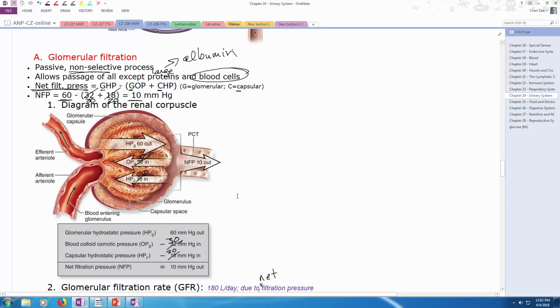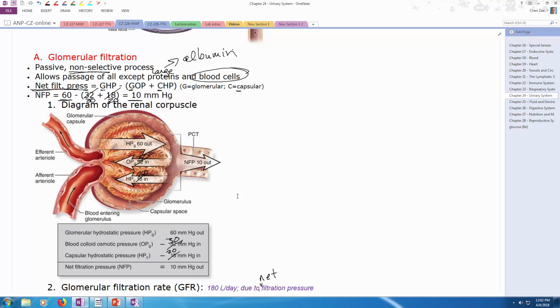Net filtration pressure is G for glomerular hydrostatic pressure. Remember, that's going to be related to blood pressure. Hydrostatic pressure inside our vessels is always related to blood pressure. Minus the combination of glomerular osmotic pressure, because hydrostatic pressure is pushing pressure, and osmotic pressure is pulling pressure, so there's always that counterbalance in capillary dynamics.